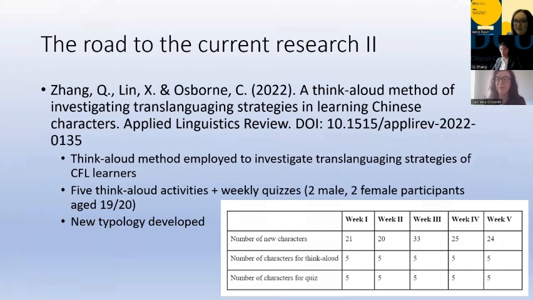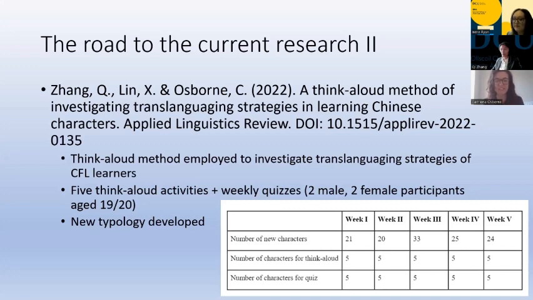learners. Remember, the LS inventory, the learning strategy inventory, has been highly reliant on the kind of self-report questionnaire and what students are reporting to do. But through a think-aloud activity, this could actually allow us to see the process of meaning making, the process of the students learning the characters and how they came about.